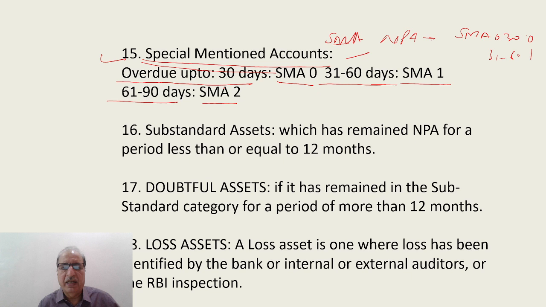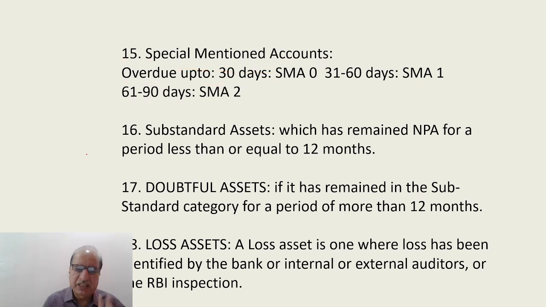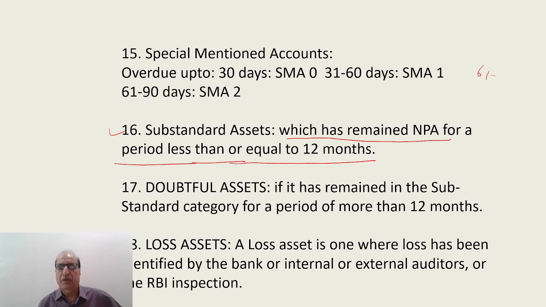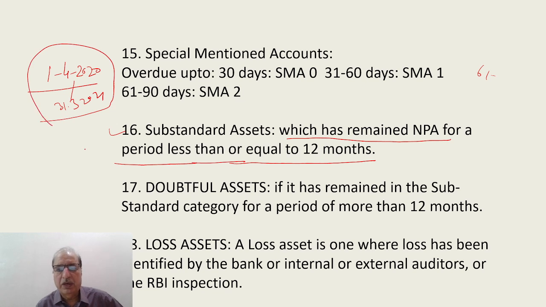There are 4 types of assets. One is standard asset. Special mention is part of standard asset. Then second is substandard asset. So what is a substandard asset? A substandard asset is one which has remained NPA for a period less than or equal to 12 months. Supposing an account has become NPA on 1st April 2020, then after 31st March 2021 it will be called a substandard account. 1 year from the date of NPA. NPA date is 1/4/20 and up to 12 months, that will be called your substandard asset.